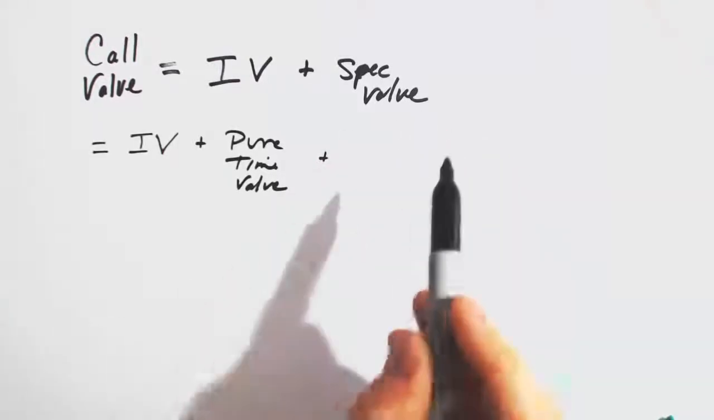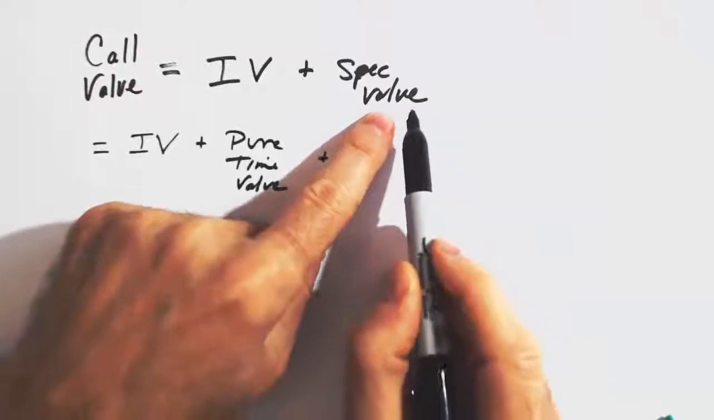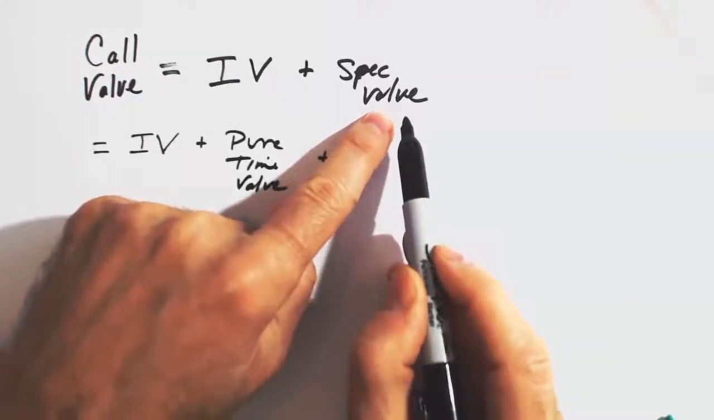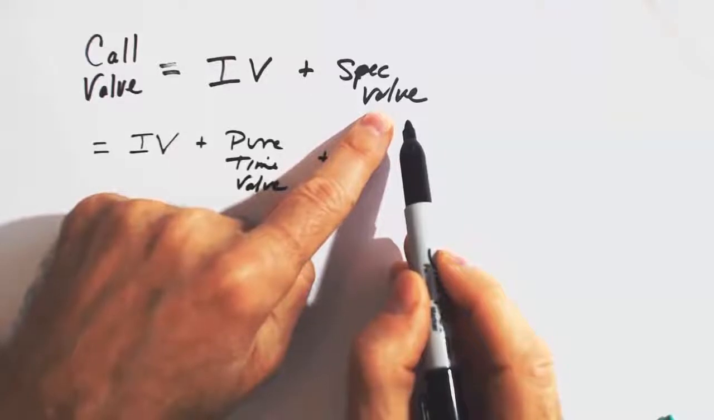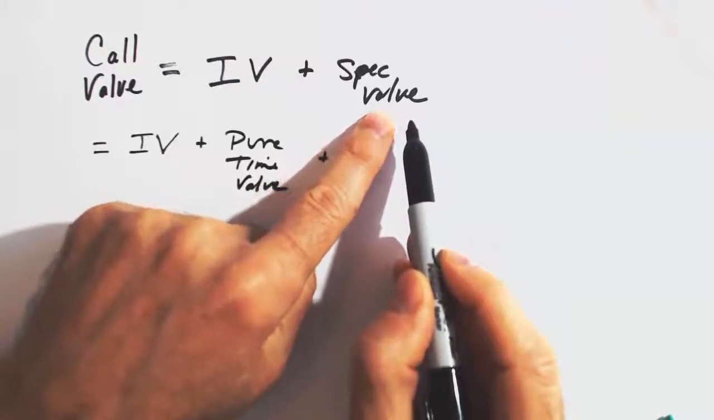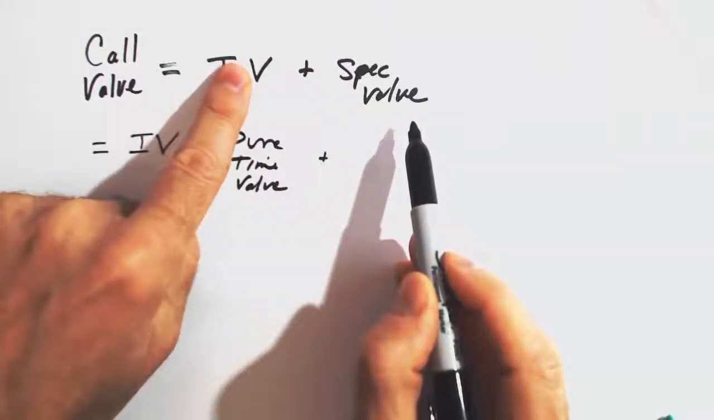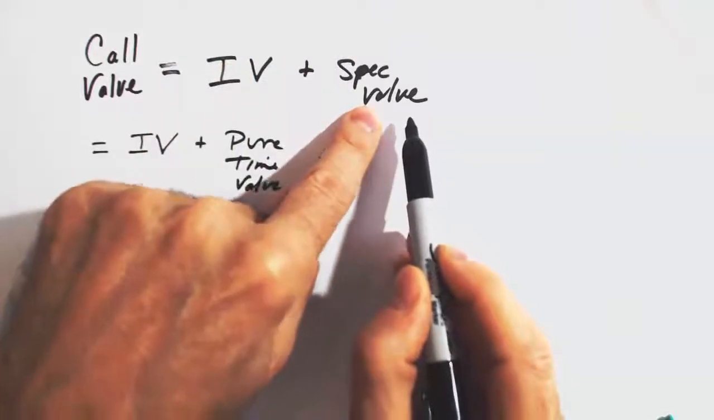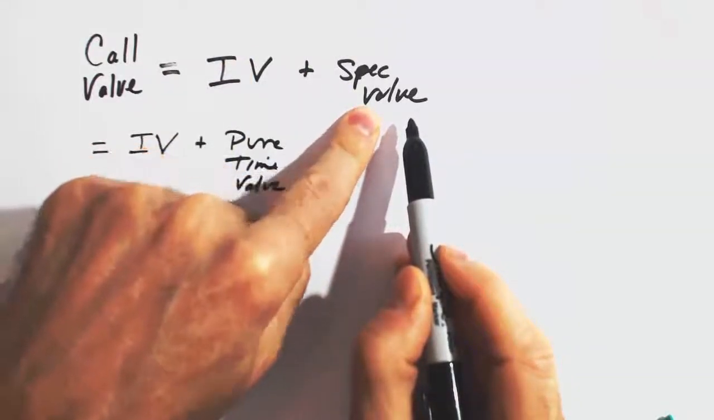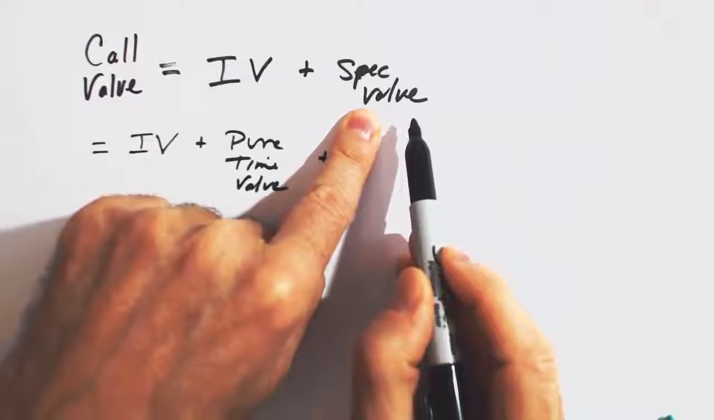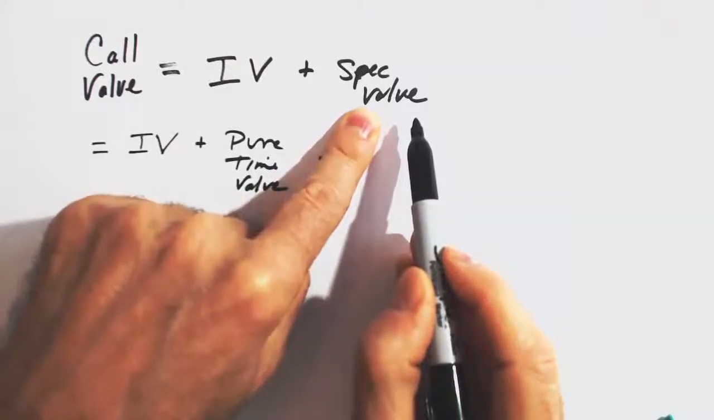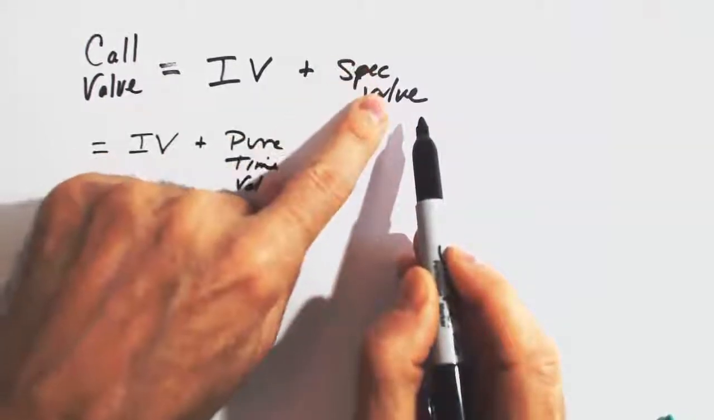Now, your textbook calls this speculative value. That makes sense. If you bought the option for pure speculative purposes, then you're going to get the intrinsic value, hopefully. The speculative value comes about because you're essentially gambling that the option is going to be in the money or even further in the money. You get that speculative value.